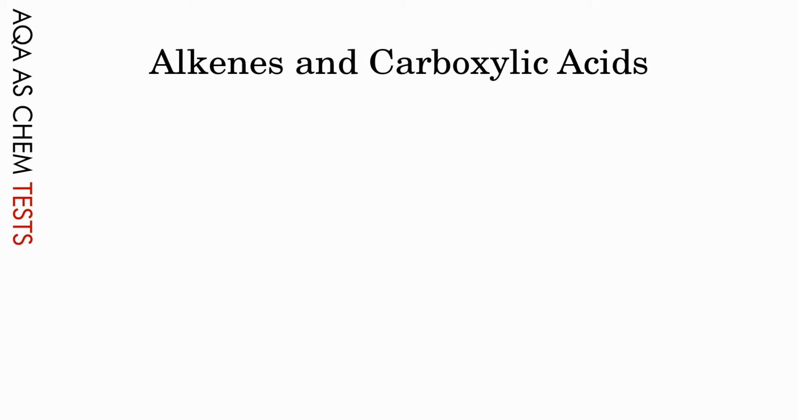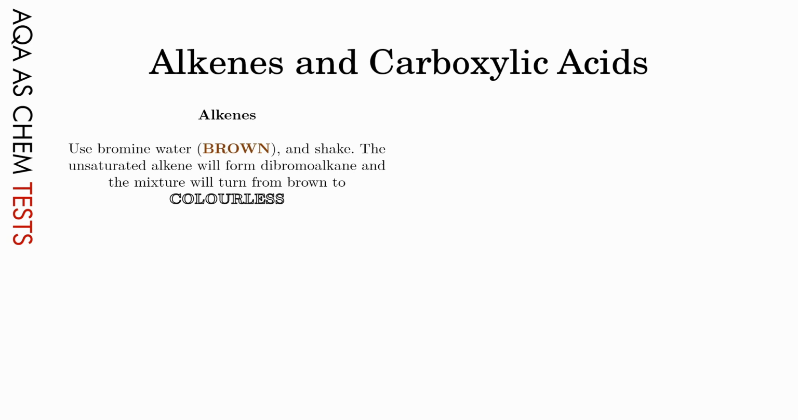Right, alkenes and carboxylic acids. Now for the alkenes, remember GCSE, bromine water, which is brown. You shake it and it'll form a bromoalkane if there's an alkene, and it'll turn colorless. If it doesn't, it's brown, there's no alkenes.